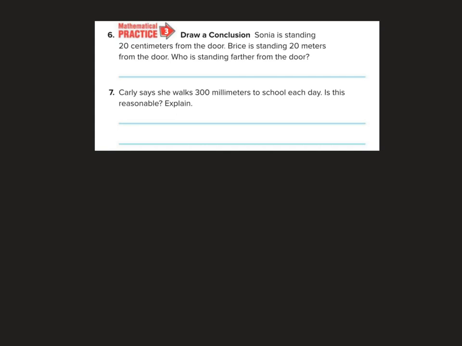Draw a conclusion. Sonia is standing 20 centimeters from the door. Bryce is standing 20 meters from the door. Who is standing farther from the door? Bryce. Because 100, I haven't told you this yet, but 100 centimeters equals 1 meter. So Bryce is standing a lot farther away from the door.